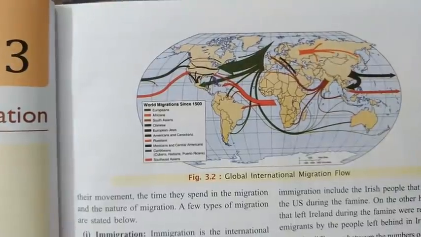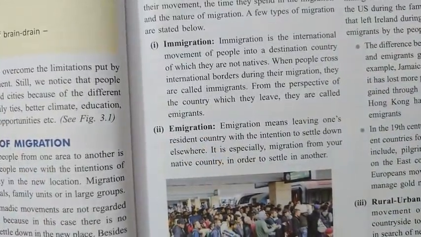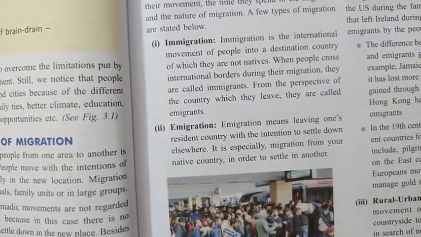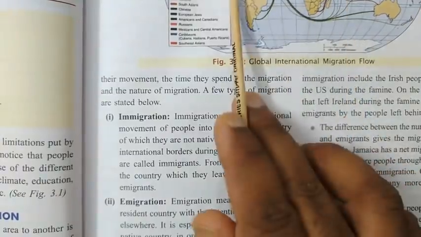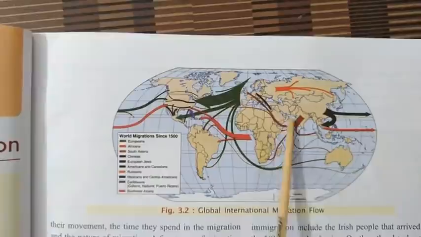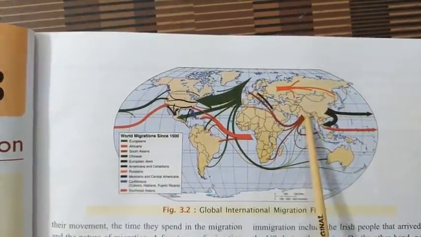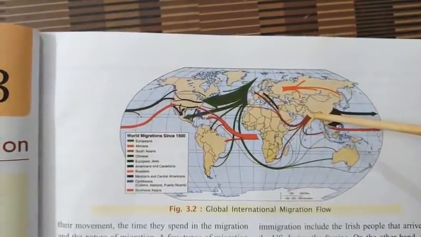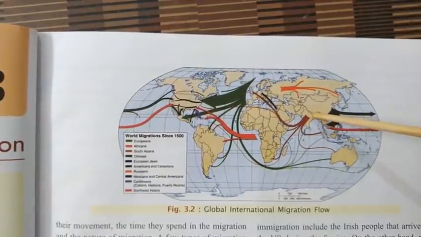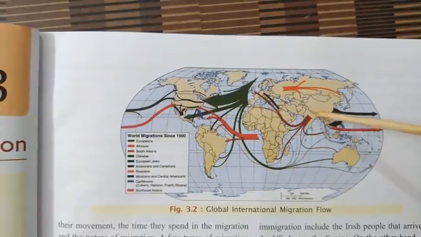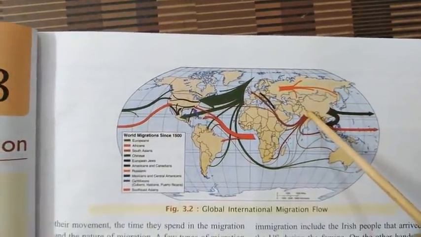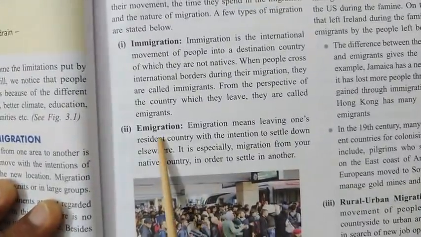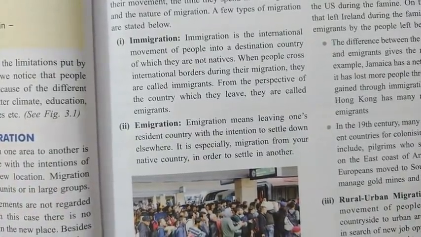Now the next one. I have already given the example. Another thing is emigration. What do you mean by emigration? Suppose the people from India migrate to America, as we have already seen on the map. From the perspective of India, this whole thing is called emigration, and the people are known as emigrants. From America, they will call these people immigrants, but from India we will call this whole migration emigration. So this is the example we have seen about immigration and emigration.